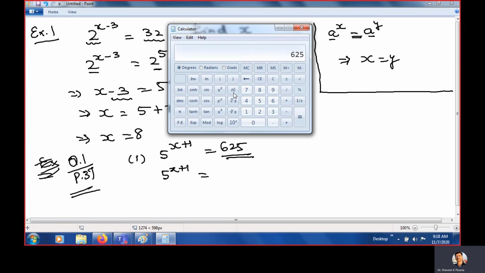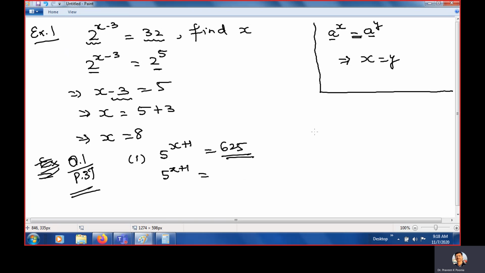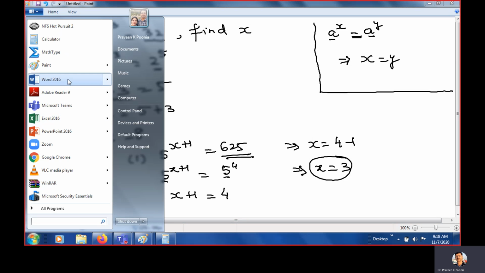How many times do we multiply? We multiply 4 times. So it is 5 power 4. Clear? The bases are the same, 5 and 5, so the powers will also be the same. x plus 1 equals 4, and this implies x is equal to 4 minus 1, which is 3. Clear? So this is how we are getting it.